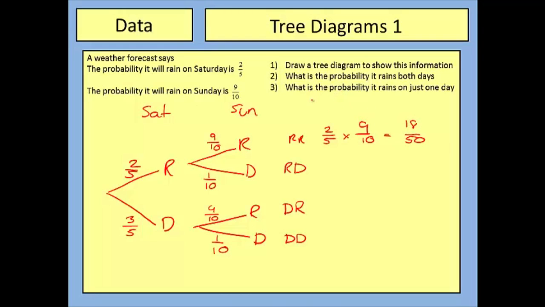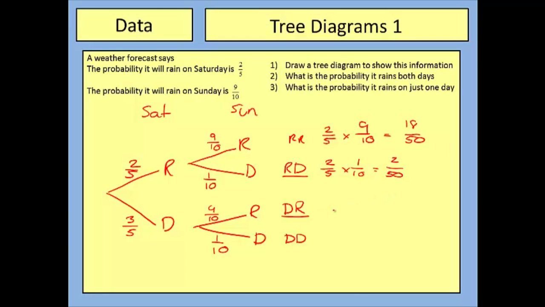Question number 3, what is the probability that it rains on one day only? Well, there are actually two possible outcomes where this is true. There's the chance that it rains first and then is dry, or is dry first and then rains. Notice the key word in that sentence, or. In this case what we do is we're going to add these probabilities once we've calculated them. So let's work out the probability that it rains and then it's dry. I'm going to do 2/5 and multiply that by 1/10. This is going to give me 2 out of 50.